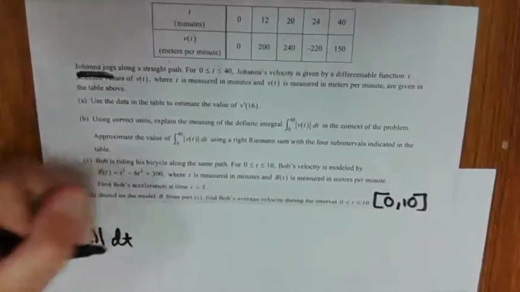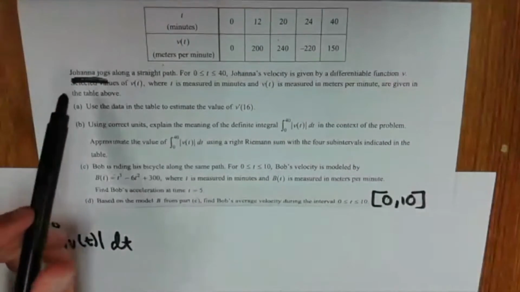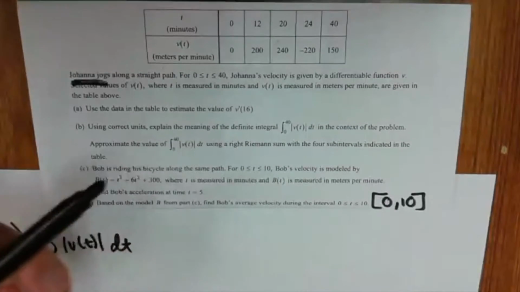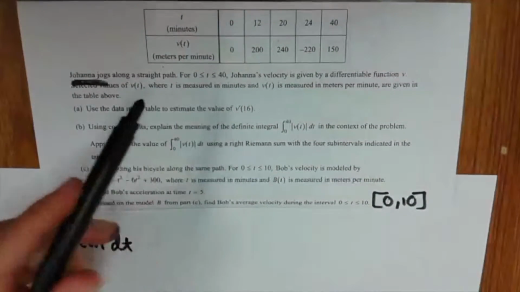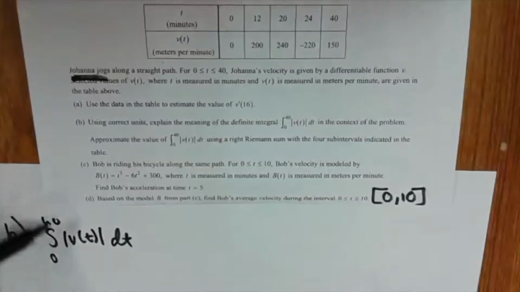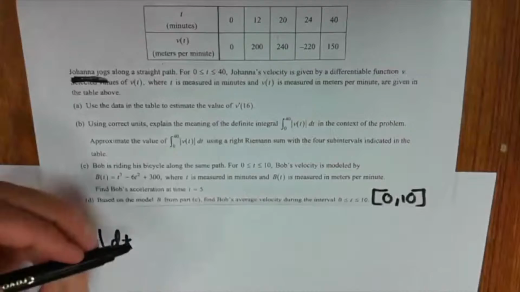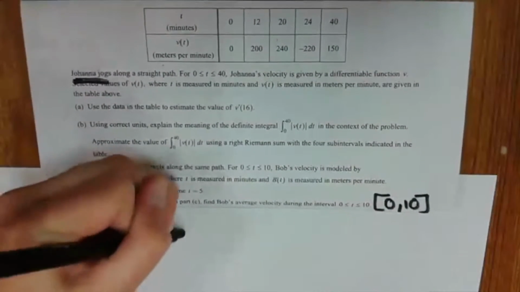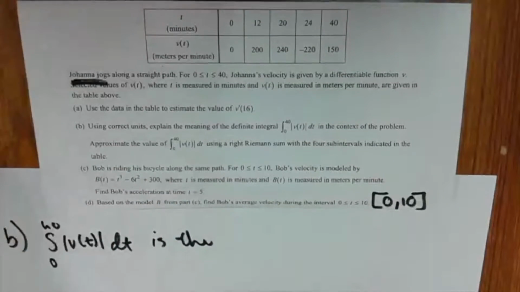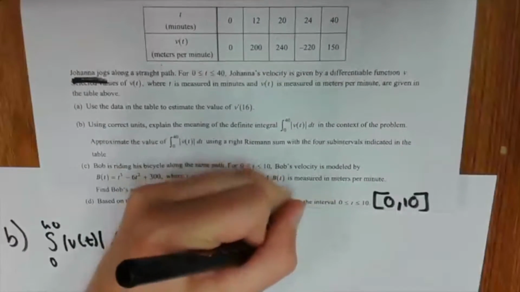we should look at what's happening in the problem. And it says Johanna jogs along a straight path, and we're given her velocity in meters per minute and her time. So her v of t is her velocity. So this integral, in meters, is the distance that Johanna is jogging. The distance. Let me write this down.